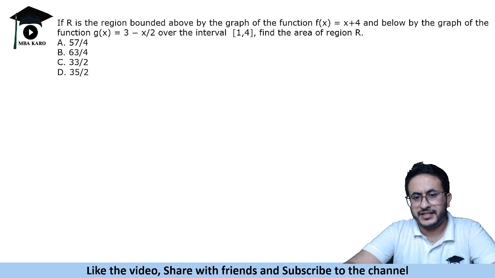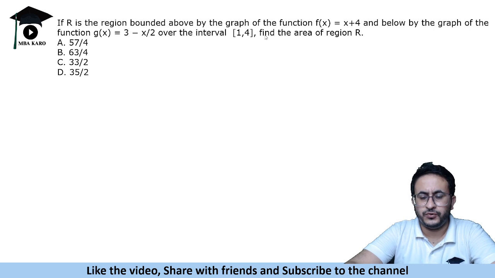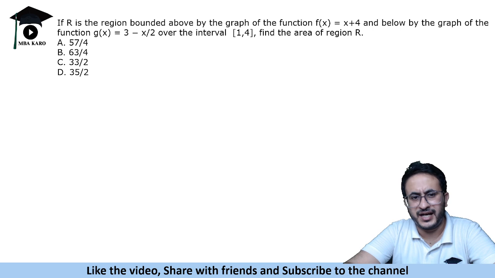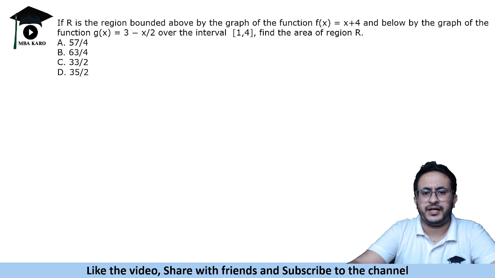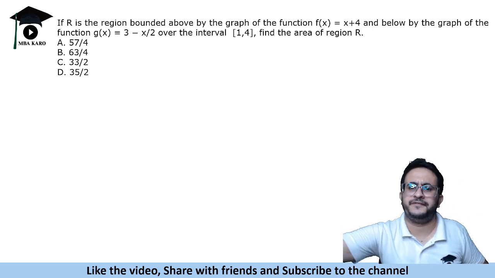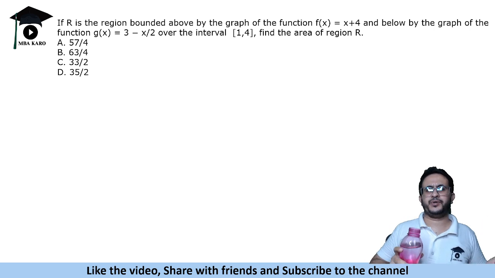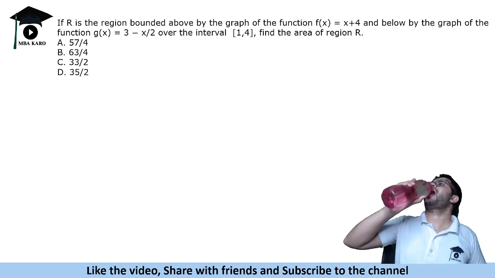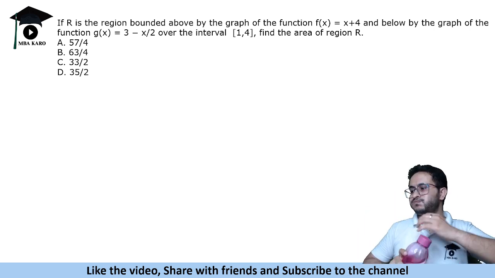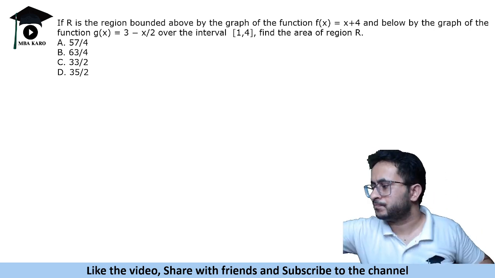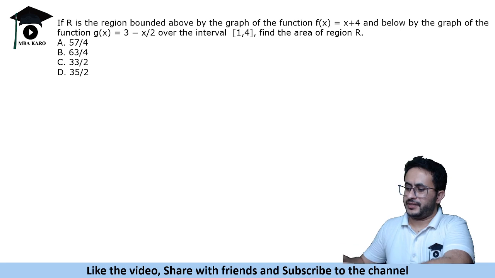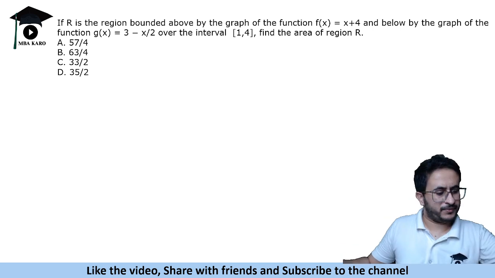Okay, so now this is the next question in which we need to find the area under the curve. So that is a frequent question which is tested in CAT. R is the region of this graph, fx is x plus 4, and above gx, that is 3 minus x by 2, over the interval 1, 4. So we need to find the area of this graph.